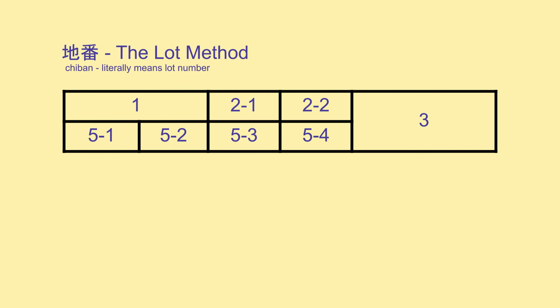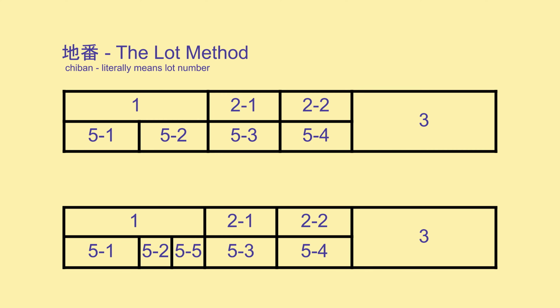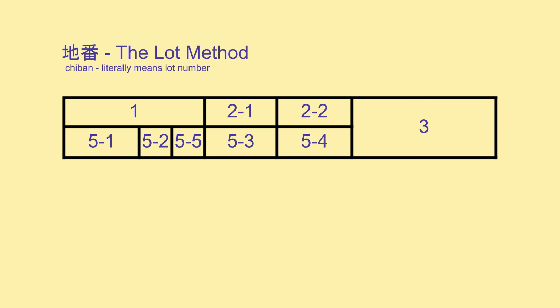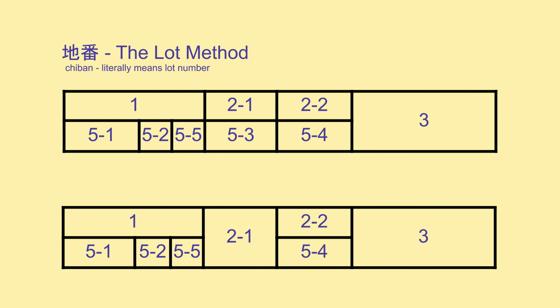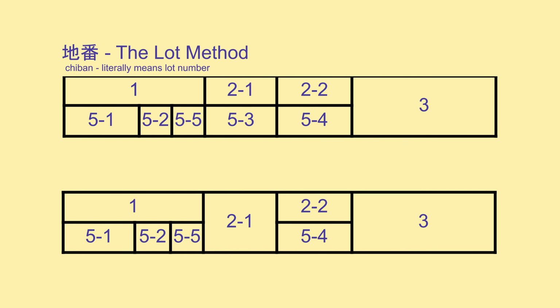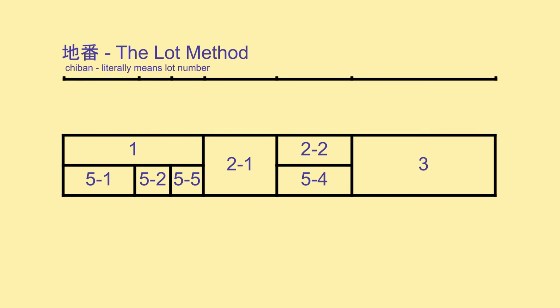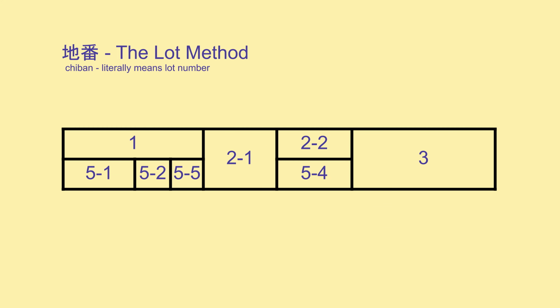Chiban 5-2 splits again. Because Chiban 5-3 was already taken, as well as Chiban 5-4, it takes the next available Chiban number of 5-5. Chiban 2-1 and 5-3 join together. The lower Chiban number of 2-1 takes precedence. And let's say that this is our present day neighborhood. If you were looking for Chiban 5-4, where would you even start? Nothing is in the same order, and newcomers would have a difficult time finding the right address.